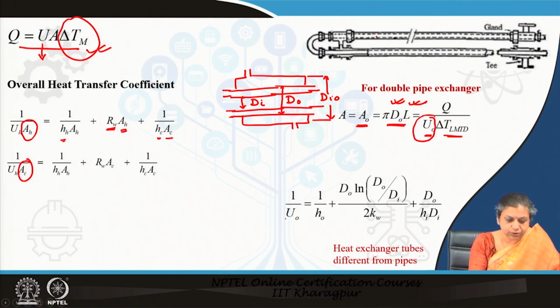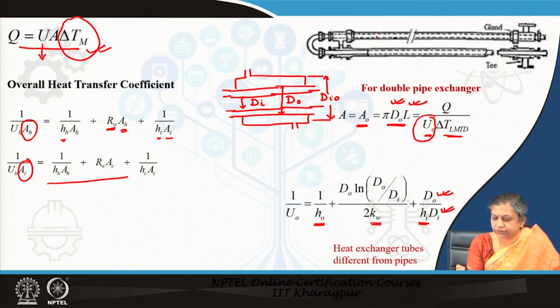So, the standard equation from here, if we just write it down with consistent nomenclature, in fact, this was also mentioned to you in your introduction class, then U0 you find is a function of the heat transfer coefficient of the outer fluid, the heat transfer coefficient of the inner fluid, the outside diameter of the inner pipe, the inside diameter of the inner pipe, and the thermal conductivity of the wall between the two.